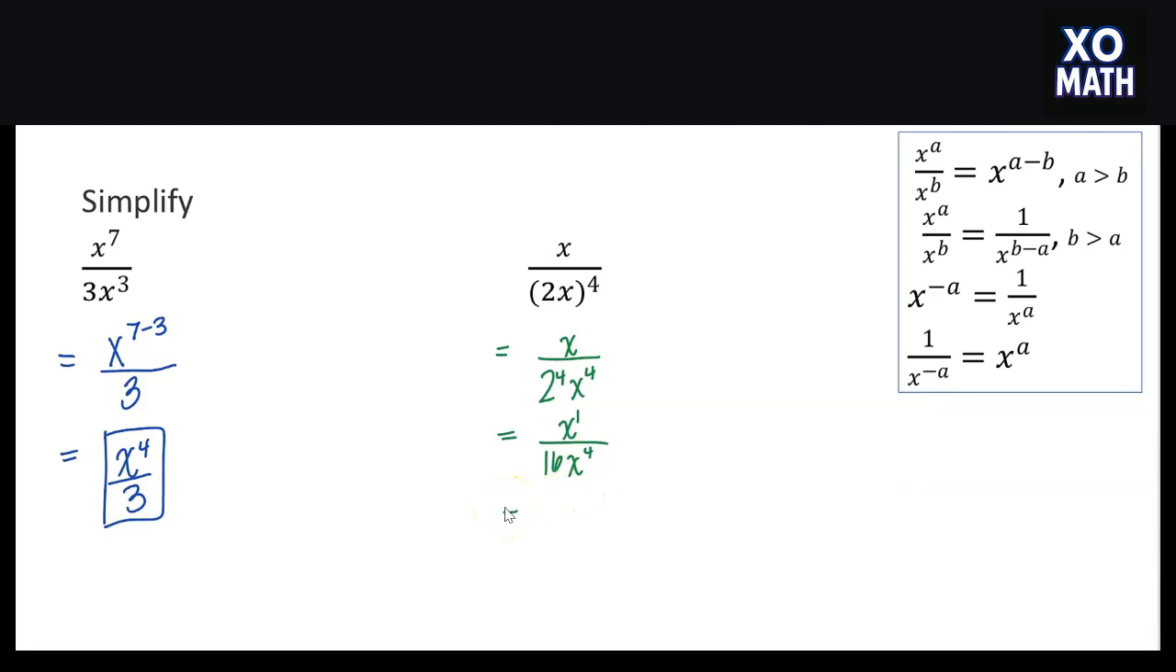Wherever the bigger one is at, we're going to subtract smaller from bigger. So this is going to be a 1 left on the top from the coefficient in front of x, 16x to the 4 minus 1, or 1 over 16x cubed.